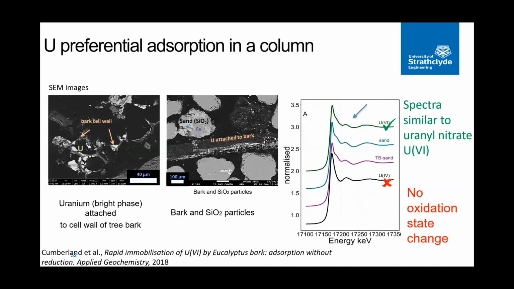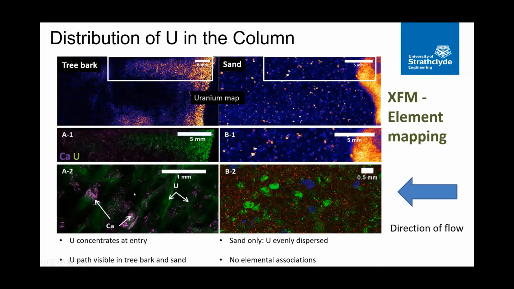In higher detail in SEM, these are particles of the quartz sand and the tree bark together. There's sand present in this sample, and we see no spherical particles at all in the uranium-shaped phase. And this is important.